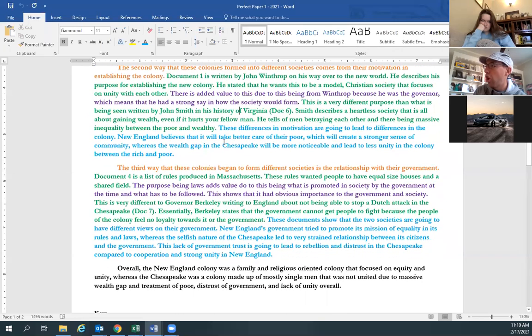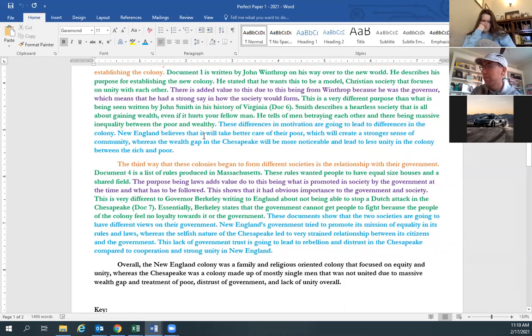All I then have to do is go through and give an analysis explaining that the motivations are leading to differences in the colonies. The New England colonies are going to take better care of their poor, which creates a stronger sense of community, whereas the Chesapeake are not going to do that. All right, so obviously that makes them different.